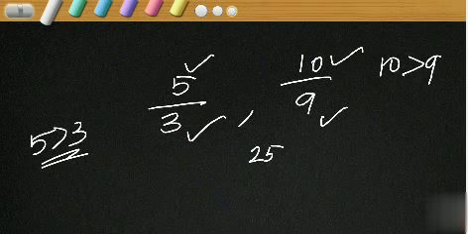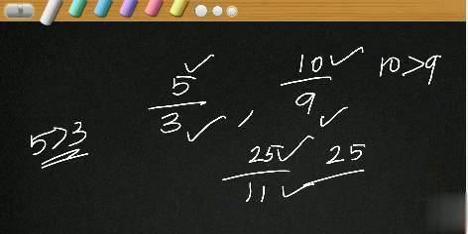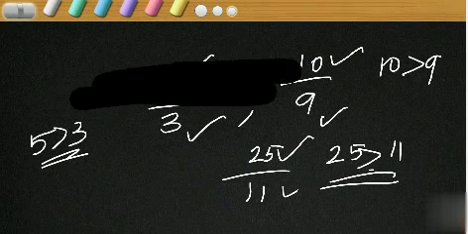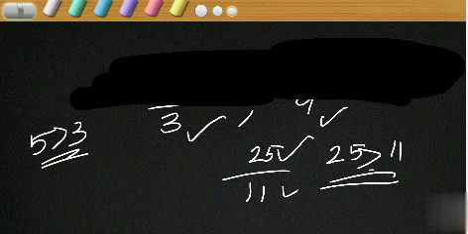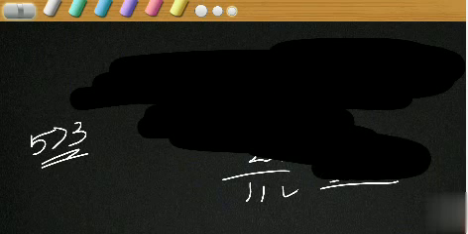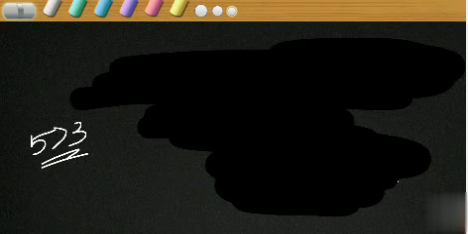What about 25 by 11? Is it a proper fraction or an improper fraction? Yes, this is an improper fraction. Why? The numerator is 25, the denominator is 11, and 25 is greater than 11. Got it? This is the concept of improper fractions. Okay, now let's discuss one more.